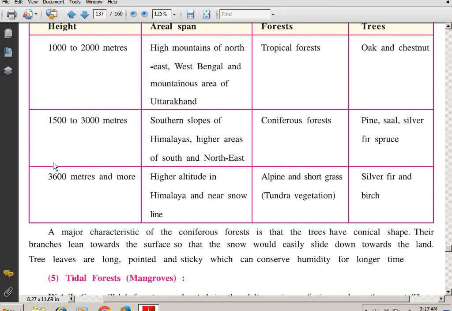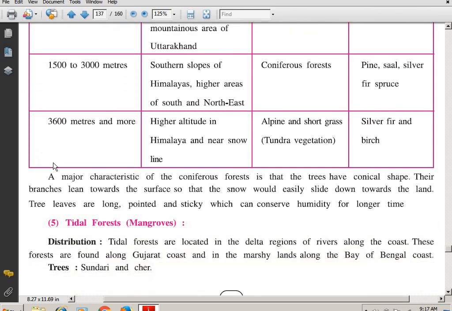Then, where the height is 3600 meter and more, the higher altitude in the Himalayas near the snow line, which forests are there? Alpine and short grass, tundra vegetation. And which trees have been found? Silver fir and birch. Okay, remember these names. Now the major characteristics of the coniferous forest, where the height is 1500 to 3000 meter.